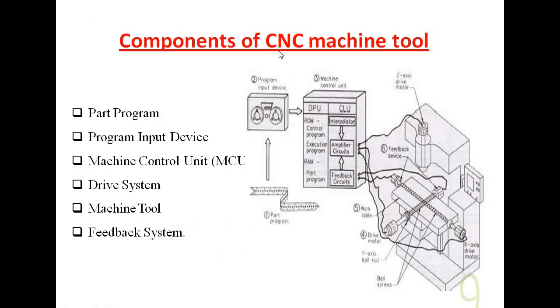Next is components of CNC machine tool. There are different components of CNC machine tool. Number 1 is part program. Number 2 is program input device. Number 3 is machine control unit. Number 4 is drive system. Number 5 is machine tool, and last is feedback system. So generally this is a machine where you get the input from this particular control unit, and control unit receives the input from this particular input device.